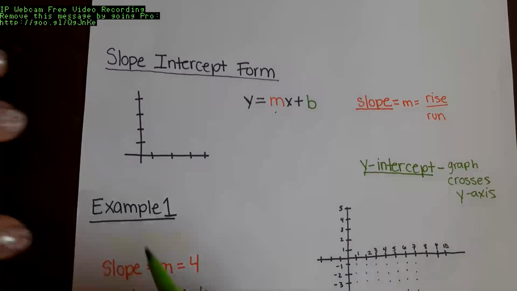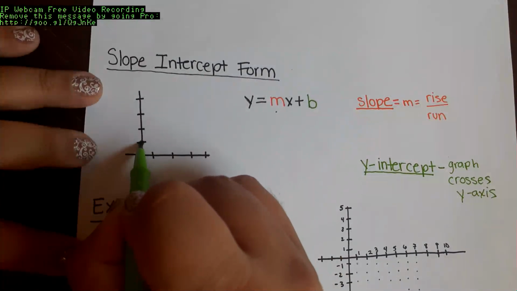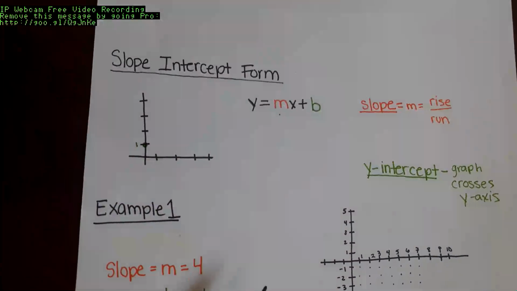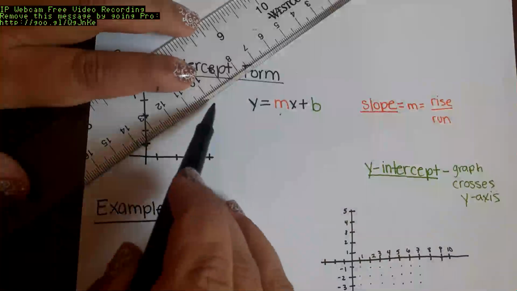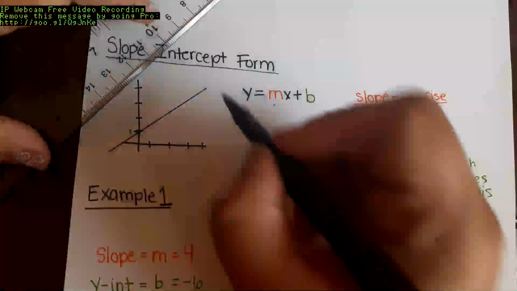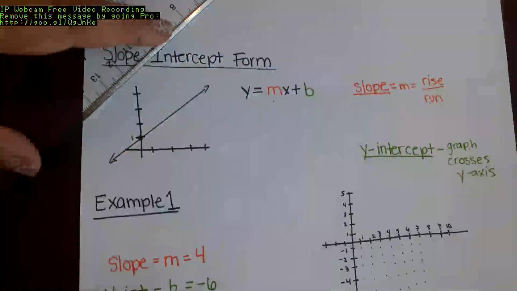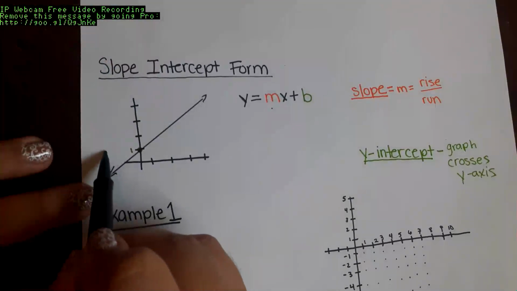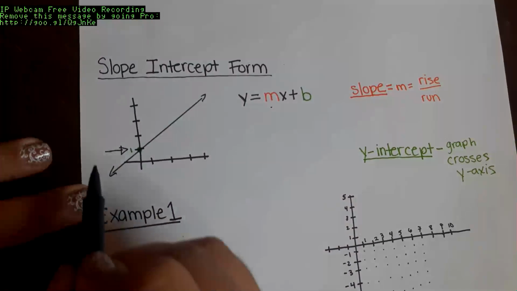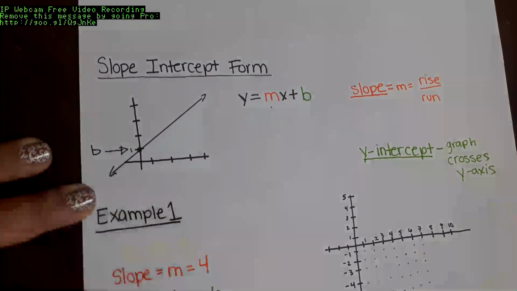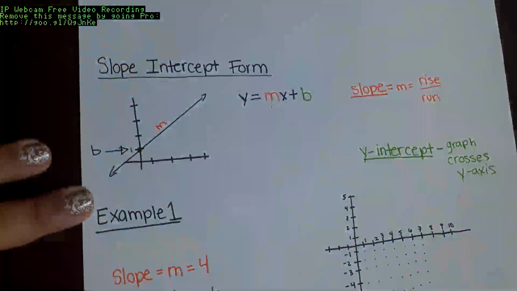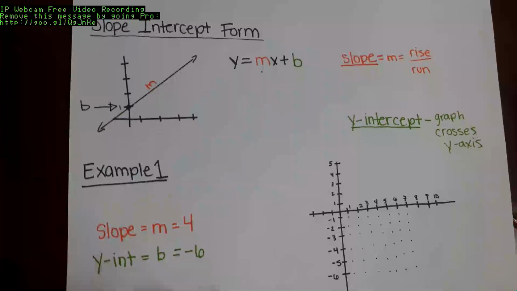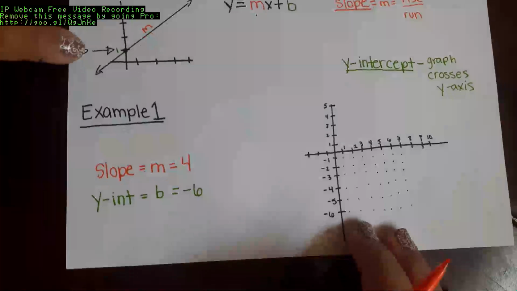For example, if I have a point right here at 1, and let's just say that my line looks something like this. Okay, so this is going to be my b, or my y-intercept. And the slant of the line, how steep it is, that's going to be my slope. So let's look at an example.